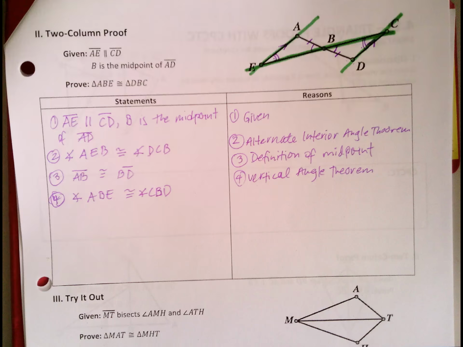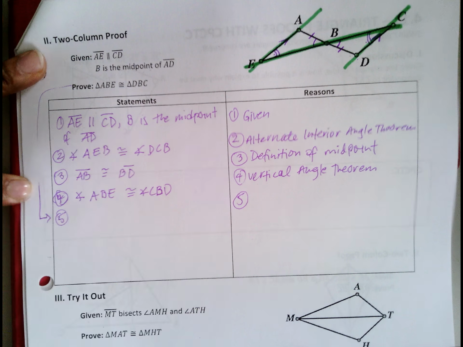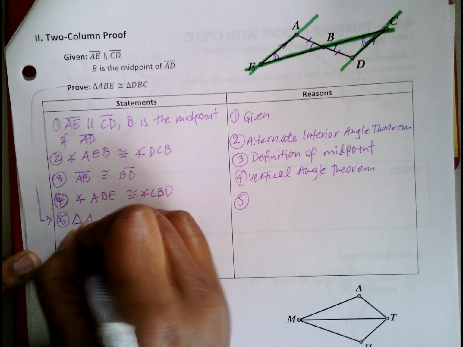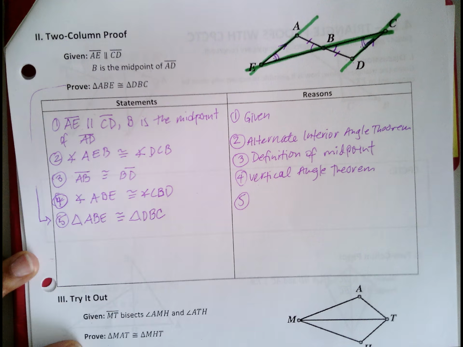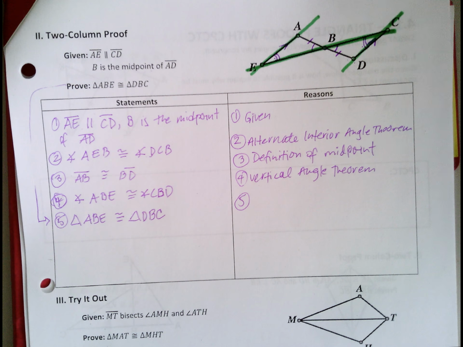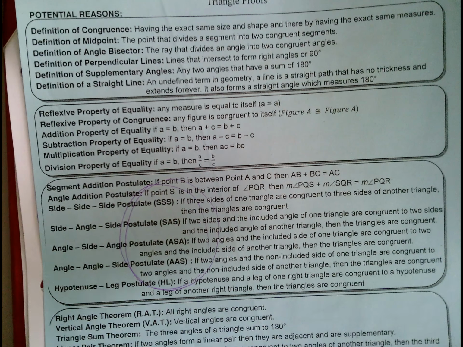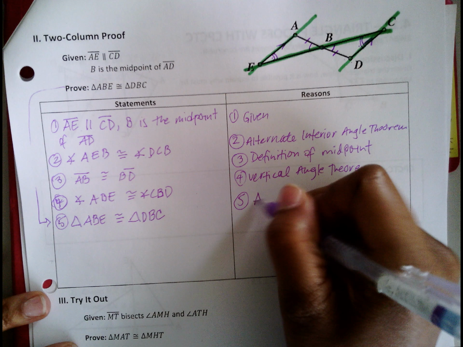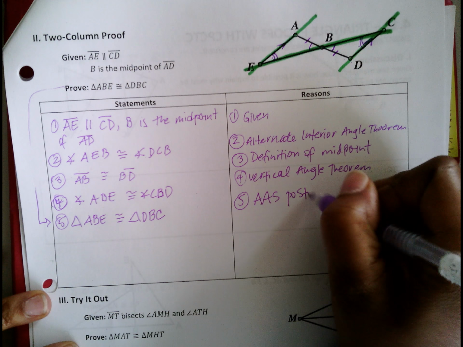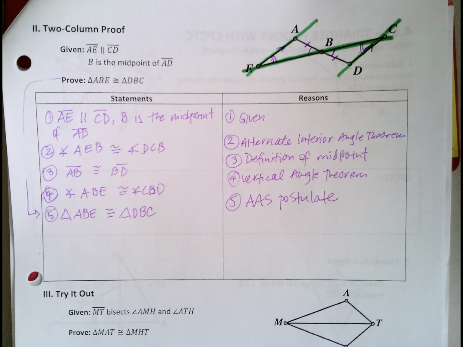So I've proven everything I need to prove. The last thing, and the way I close my proof, is with the thing that I'm proving: triangle ABE is congruent to triangle DBC. Why? My closing statement has to be one of these, okay? If we're proving two triangles are congruent, then it has to be one of these, and like we said, it's going to be the angle-angle-side postulate. And I'm done. It's a full, thorough, and complete proof.